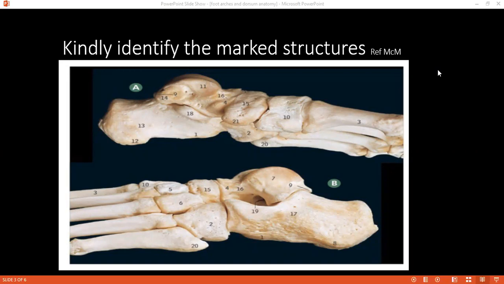What are the arteries of the foot, and how are the medial and lateral plantar arches formed? The medial and lateral plantar arteries, ma'am, are formed.